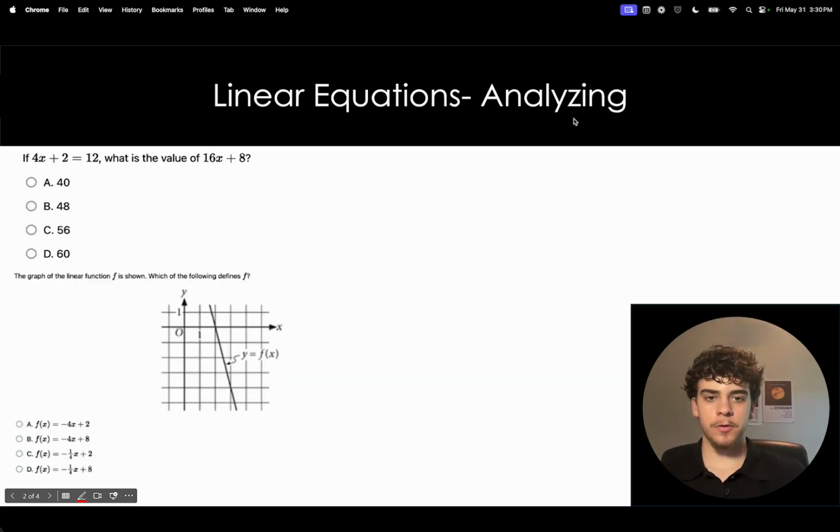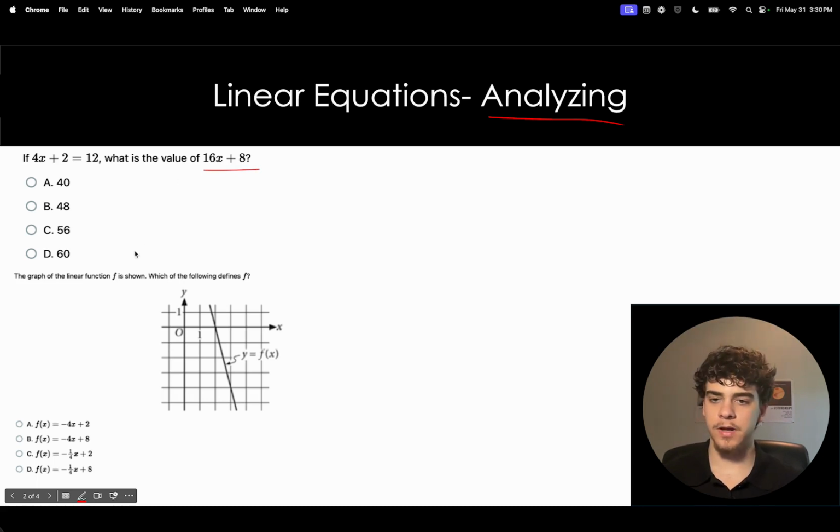So let's look at the first part, which you'll have to know, which is analyzing. Now, like I said, analyzing is mostly just logical reasoning, critical thinking skills, and being able to tell certain features about graphs and linear equations. So we're going to look at two problems here. This first one says, if 4x plus 2 equals 12, what is the value of 16x plus 8?